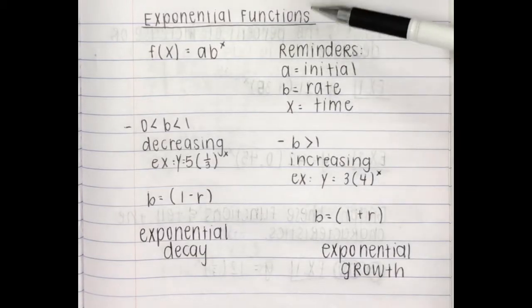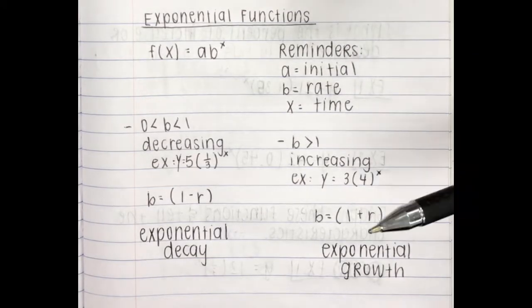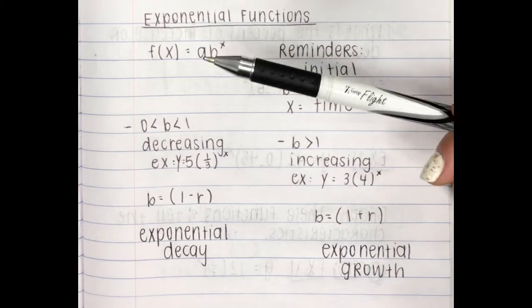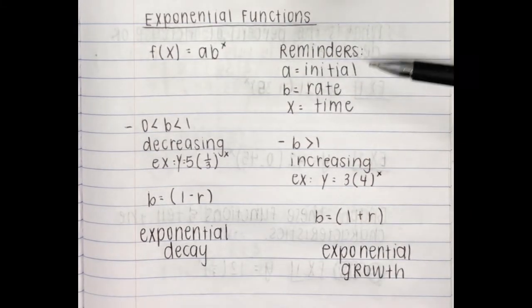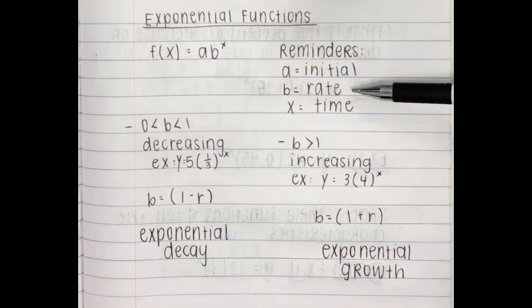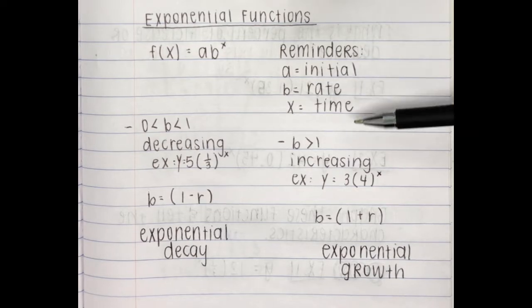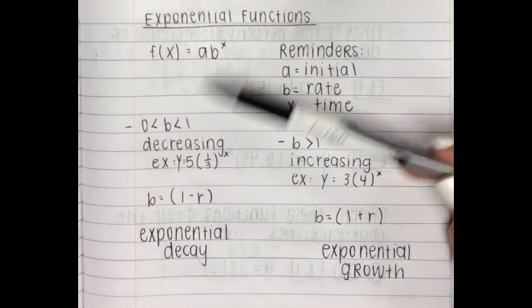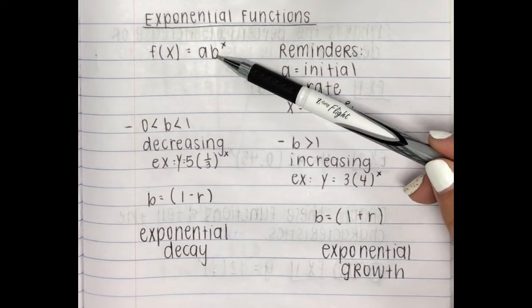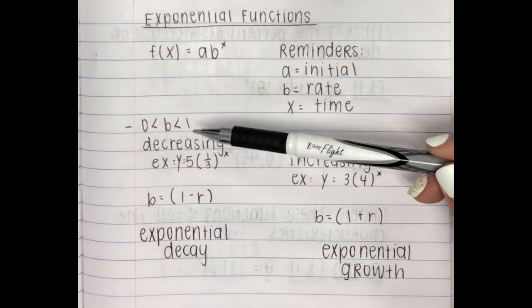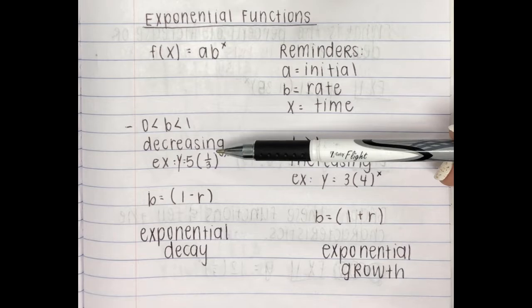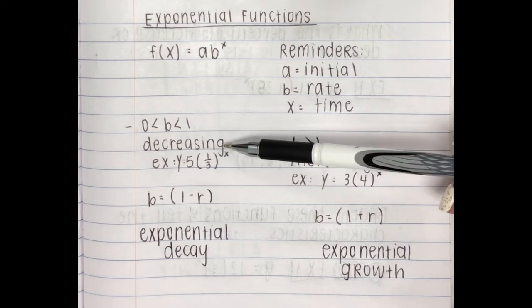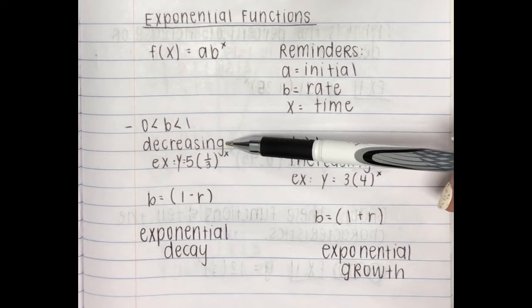All right, we're talking some more about exponential functions. So just a reminder, here is our equation where a is our initial value, b is our rate, and x is a time, okay? If your b value, your base, the one that's raised to the exponent, is between 0 and 1, then we say it is decreasing, okay?